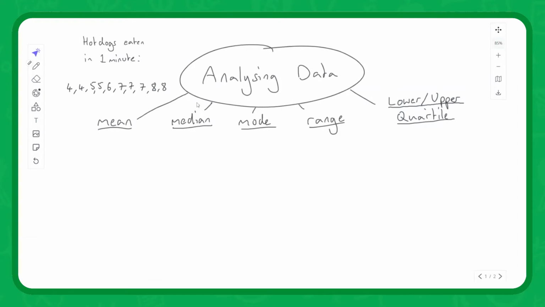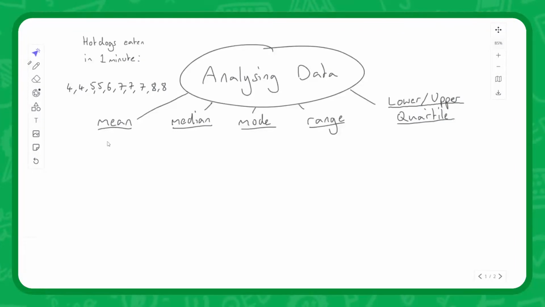So let's say we've done a hot dog eating contest, and we've recorded the number of hot dogs eaten per person in 1 minute. So we've got 10 people who have taken part in this contest, and so like 2 people have eaten 4 hot dogs, 2 people have eaten 5 hot dogs, 1 person's eaten 6 hot dogs, etc. And we've listed all of our hot dogs eaten in order.